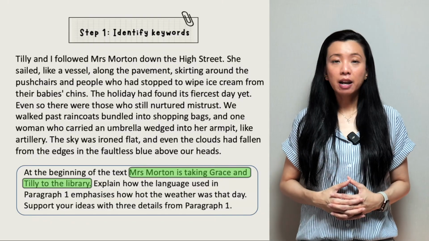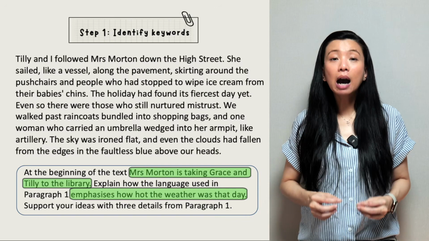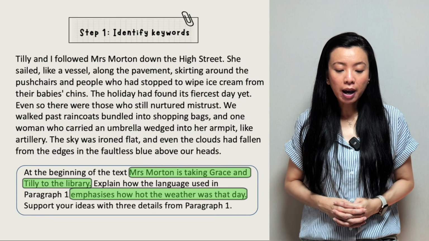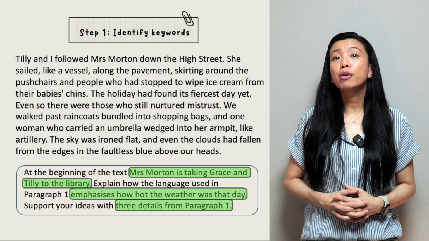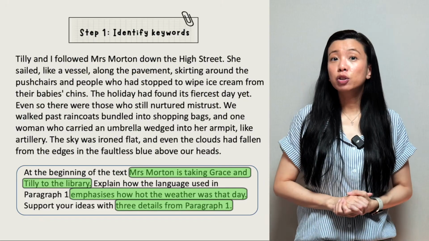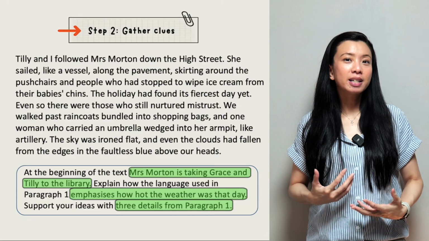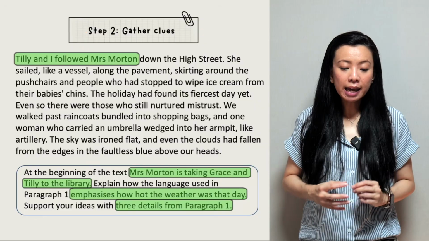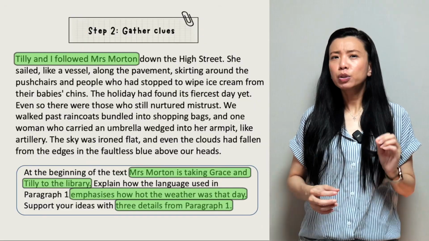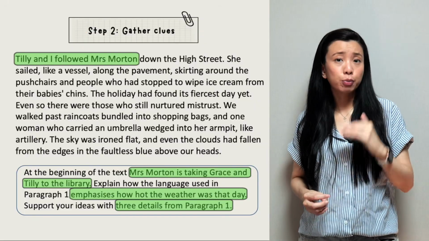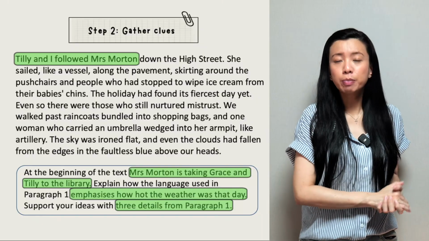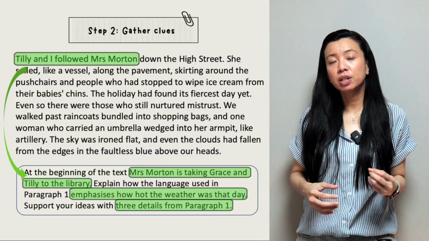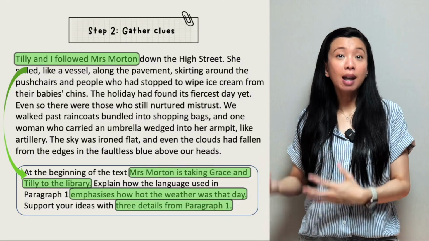The second thing that I have highlighted is emphasizes how hot the weather was that day. And finally, I've highlighted 3 details from paragraph 1. Okay, moving on to step 2, we have to understand the context and gather relevant clues. Now I've highlighted this: Tilly and I followed Mrs. Morton. So this tells me that Tilly and the writer are going somewhere with Mrs. Morton. So this matches the question because the question tells us that Mrs. Morton is taking Grace and Tilly to the library.